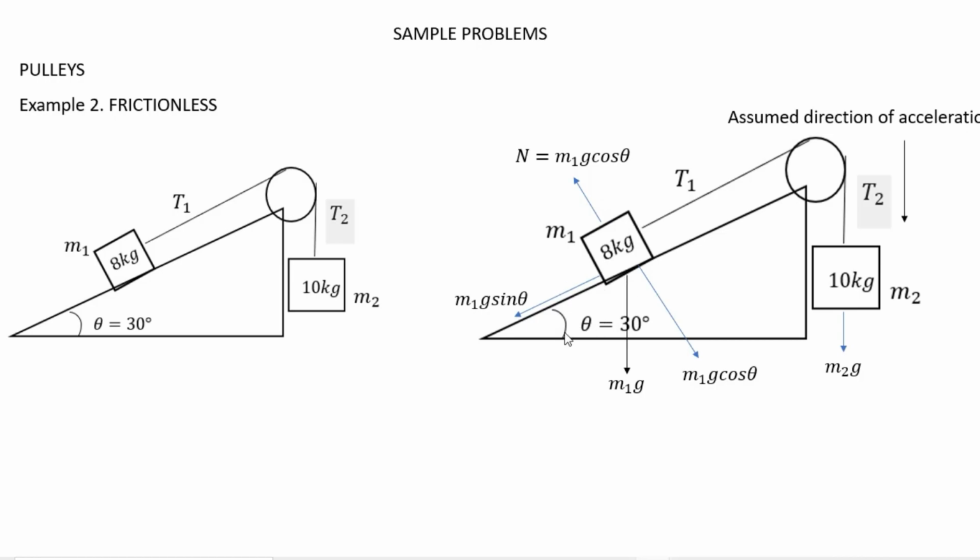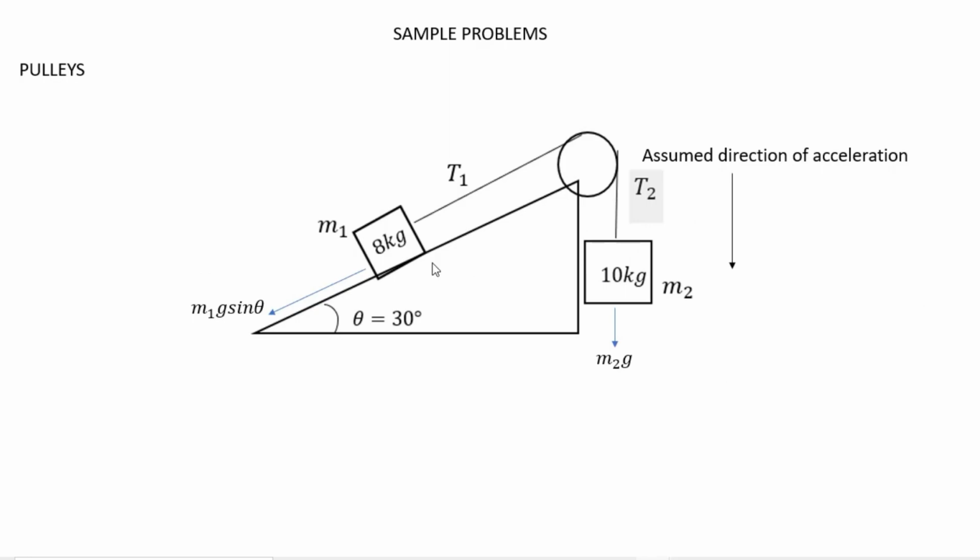Since we have divided this into its two components, then we have to cancel this out. And since the normal force and the force that is perpendicular to the incline are equal, we also have to cancel this out. So we also have a force here that is pulling the object downwards, and that should be m2g. So now we are left with two forces, and it should look like this. Since 10 kg is heavier than 8 kg, our assumed direction of acceleration will fall in this direction.